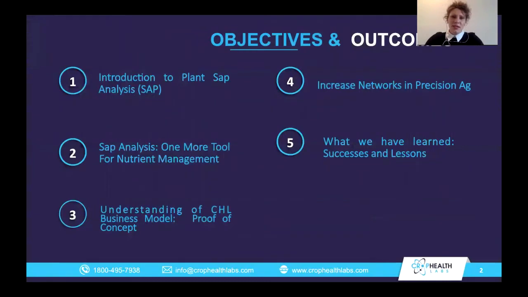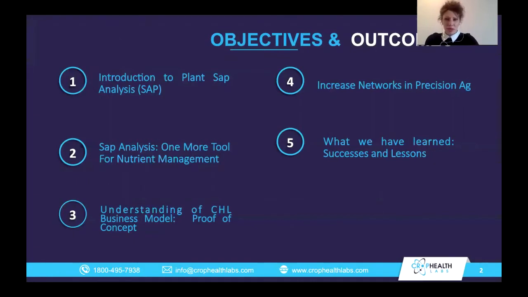The objectives today are to introduce you to Plant SAP Analysis, again, both from a regulatory standpoint and from that of the farmer and consultant. Secondly, to allow you more understanding of what this is. It is another tool that you can put in the proverbial toolbox for nutrient management. However, it generates some unique data that the United States has not really embraced fully. So we want to give you the latest that we have in some of our trials and let you run with it.